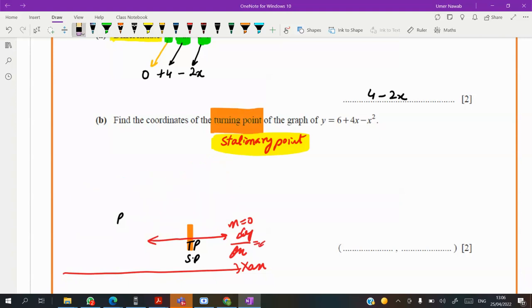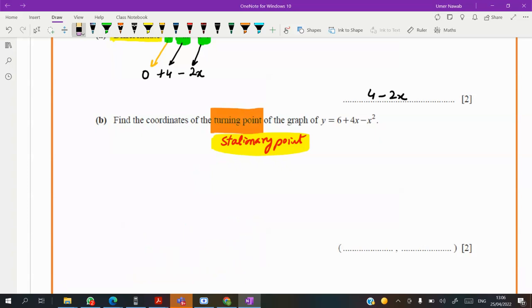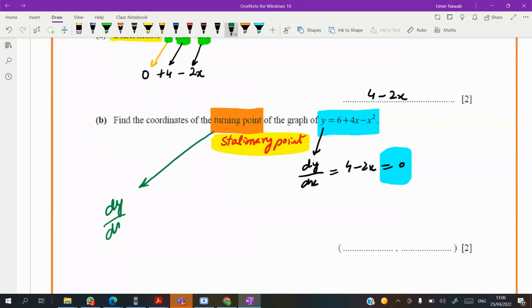This is just an explanation of what happens graphically, but in the IGCSE course, when you see turning point or stationary point, what you need to do, guys, is get dy by dx, and we already found the dy by dx, which is 4 minus 2x. Put it equal to 0. This is the concept behind turning points and stationary points. If the examiner asks for a turning point or stationary point, you find dy by dx, put it equal to 0, and then solve that equation.